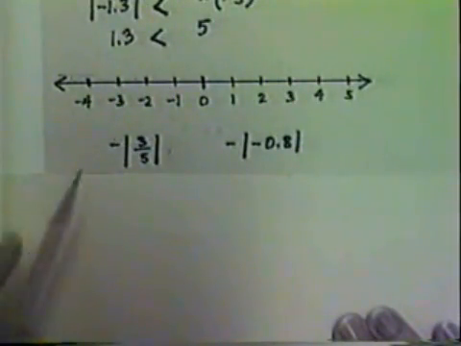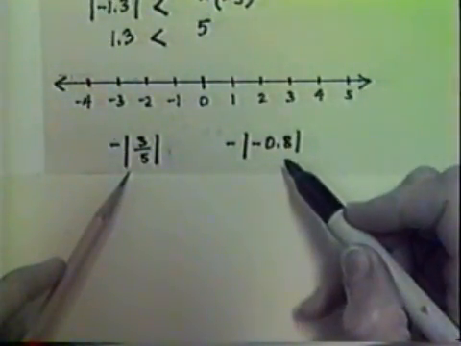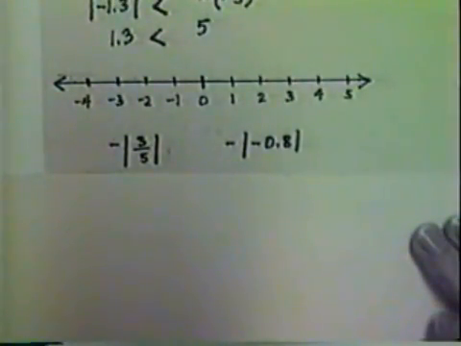Next example asks about negative, that is opposite of the absolute value of 3/5, opposite of the absolute value of negative 8/10. Now we have a bit of a problem here in that it's difficult to determine which one is greater or less when they're written in such different notations. So let's solve part of that problem by changing the 3/5 to a decimal or the 8/10 to a fraction. I've chosen to change 3/5 to a decimal.